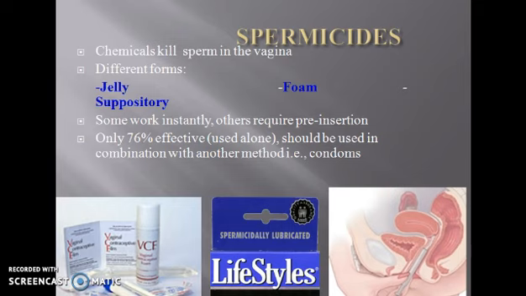It's a chemical that kills sperm in the vagina. If you look at the diagram here, you see it's a chemical that is inserted into the vagina that kills the sperm. Sperm are living cells. There are different forms. We have the one that is jelly, the one that is foam, and the one that is suppository.